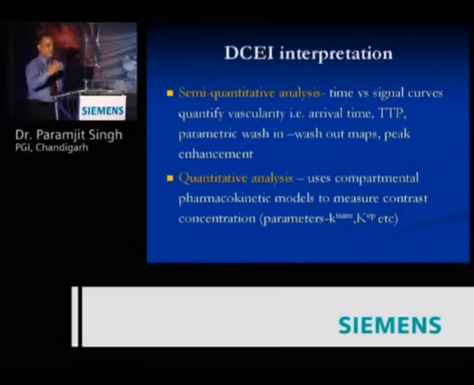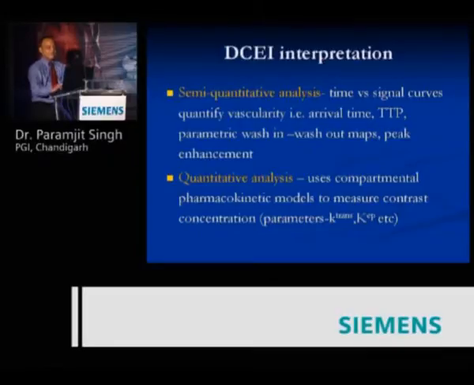But this is a general way of looking at things which I use in all my patients and try to make some kind of assessment about whether we should biopsy a particular area or not. But other more intricate ways of interpreting DCE is a semi-quantitative analysis, which can use these same time versus signal curves to quantify vascularity, that is arrival time, time to peak, parametric wash-in and wash-out maps, and superimpose them on the images to have some kind of real appearance of the thing.